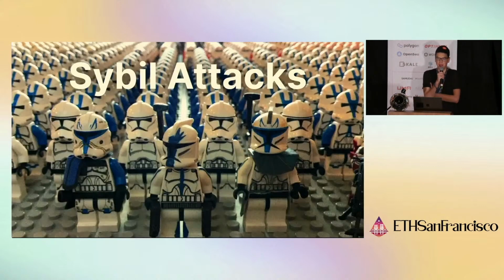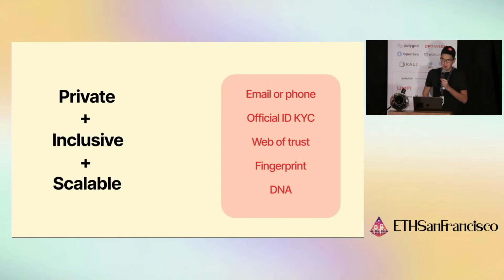We realized this is an existing concept called Sybil attacks. It's a concept present in a multitude of applications, from social governance, and we'll talk about a few more in a bit. So we wanted to create a way to solve for Sybil attacks that was private, inclusive, and scalable. So we went through all the obvious options: email, KYC, and then we got into biometrics.